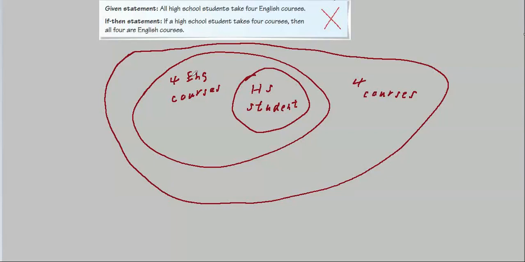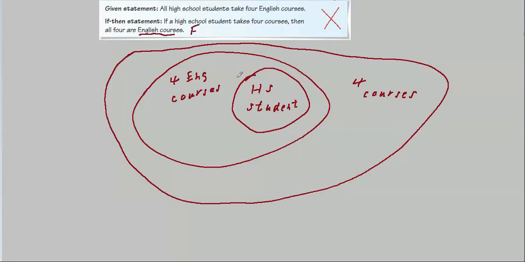If a student takes, or anybody takes, 4 English courses, is he inside the category of people who take 4 courses? Yes, he is. However, if a person takes 4 courses, must they be English? No. 4 courses is a bigger containment here. So you can take 4 courses without taking English courses. So this part here doesn't follow. That's false. That's really all you had to do.